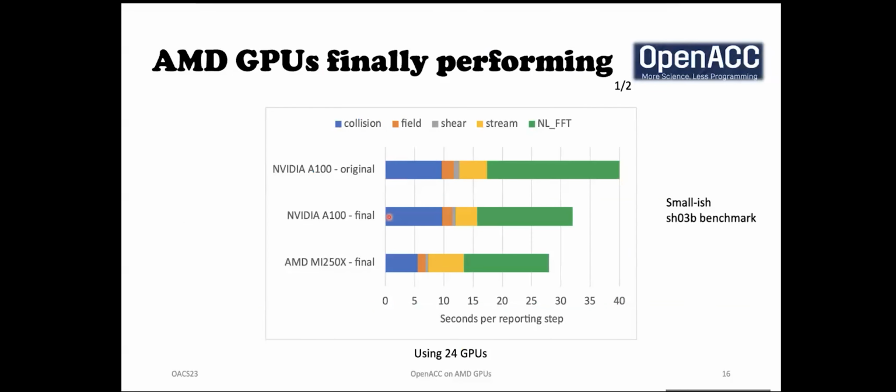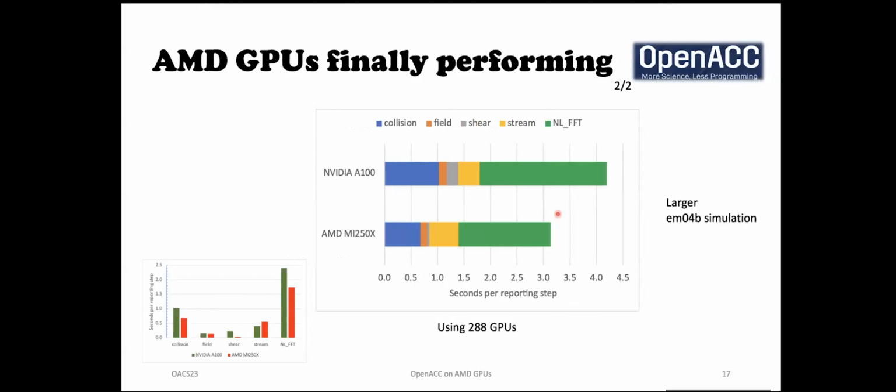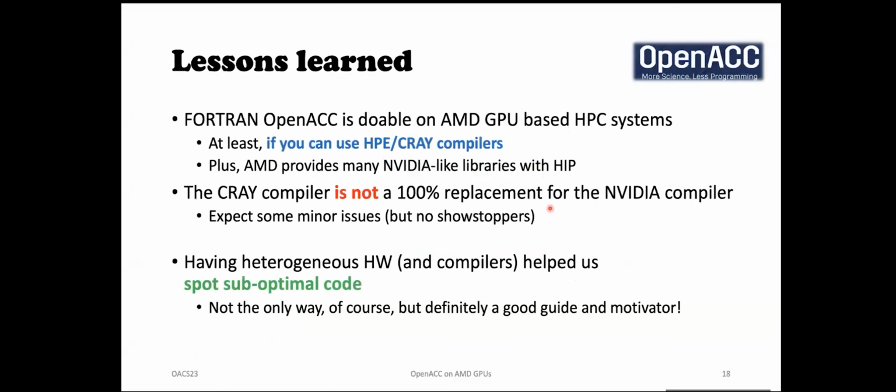So that was pretty much all we had to do. Now the AMD GPUs were actually faster than the A100s, which is what we expected. So we said we're happy. But you see, we significantly improved our code on the NVIDIA GPUs in the process too. And just to show it was not just for the small benchmark case, we got a really big case, which uses 288 GPUs. And you see the AMD GPUs are even faster relative to the NVIDIA GPUs there, which is great.